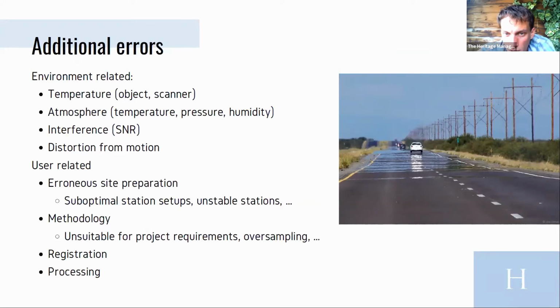So this is related to the stability of the object, but also the stability of the scanner, and that will become clear while working on the demos. And some errors related to site preparation, so suboptimal scanning setups, unstable stations, scanners that are not properly calibrated, oversampling, so the resolution is too high, and points are overlapping each other as a function of the distance. And then, of course, errors related to methodology, registration, and processing.